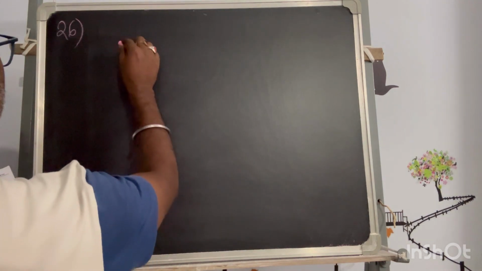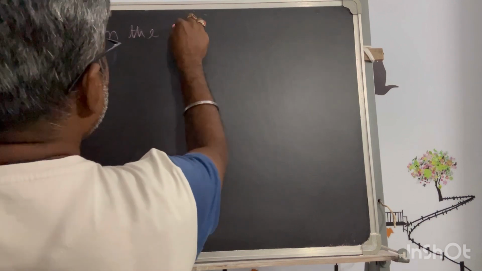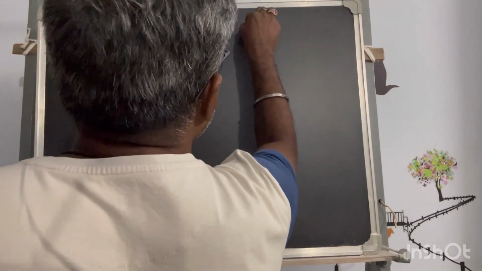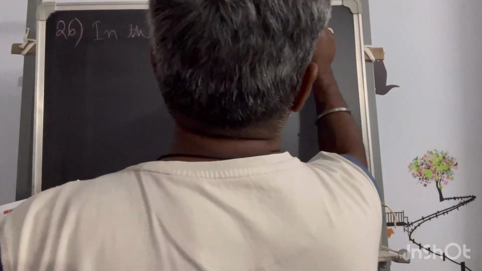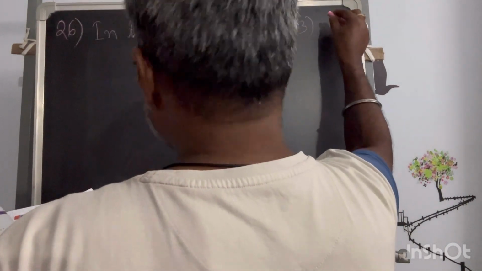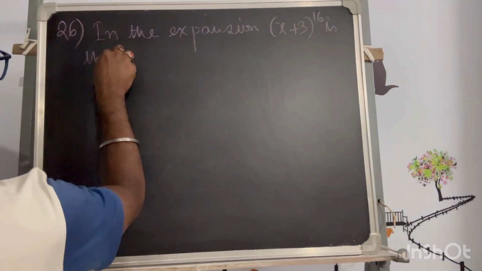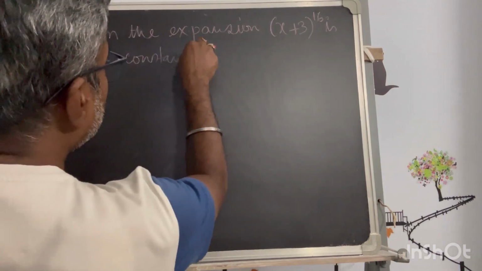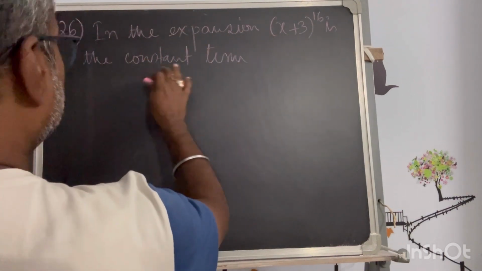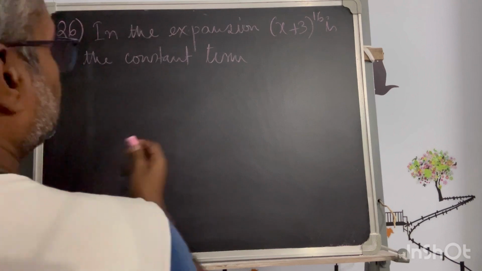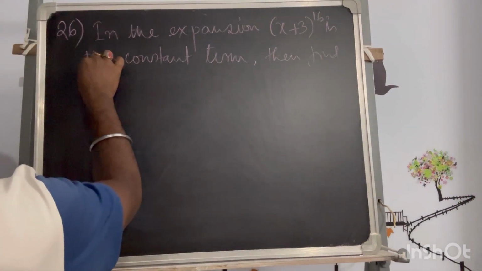If in the expansion of (x plus 3) whole to the power 16 there is a constant term in the expansion, you have to find the constant term.